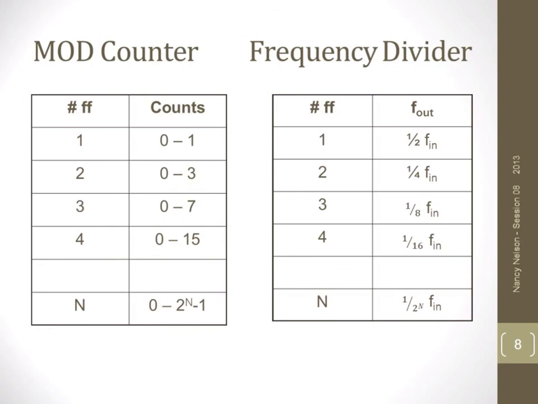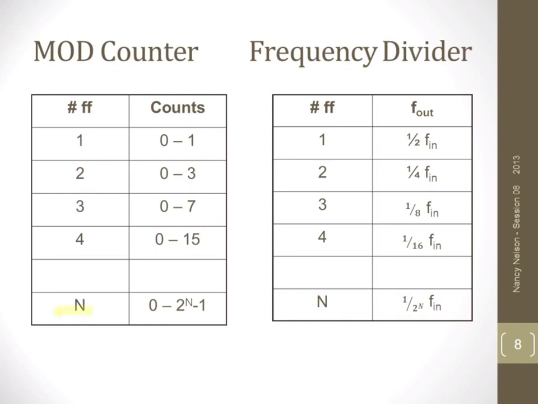So let's summarize that information about mod counters or frequency dividers. Remember, it's exactly the same circuit. The inputs of a JK flip-flop are wired to toggle, and the output is connected to the clock of the next flip-flop. The very first flip-flop has its input driven by the original clock signal. So if we have one flip-flop, it means we have two counts, 2 to the 1, and that count is 0 to 1. If we have 3 flip-flops, we have 2 to the 3 or 8 counts. The range of counts is between 0 and 7.